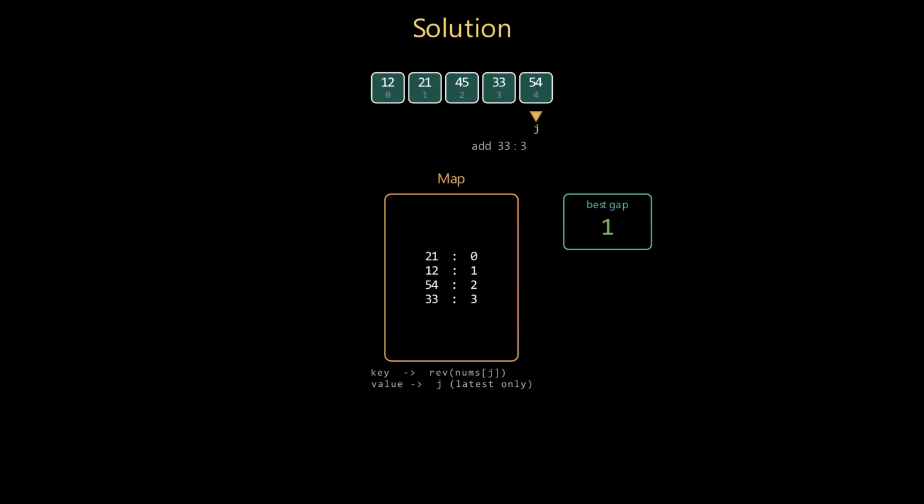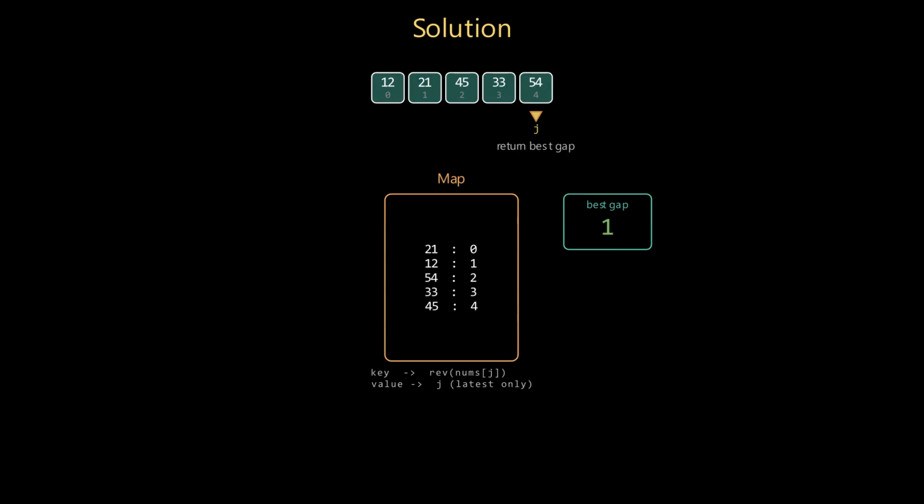Iteration j equals 4. nums[4] is 54. Look up 54; the map has 54 at index 2, so we get a pair from 2 to 4 with gap 4 minus 2 equals 2. The running minimum stays 1 because 2 is worse. Then insert the reverse of 54, which is 45, mapped to index 4.